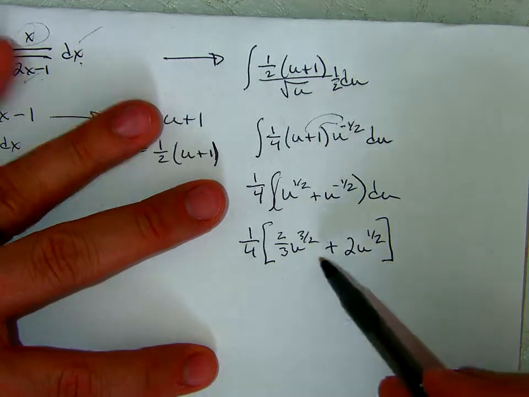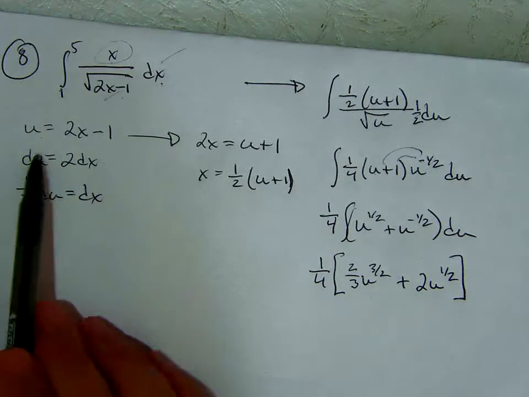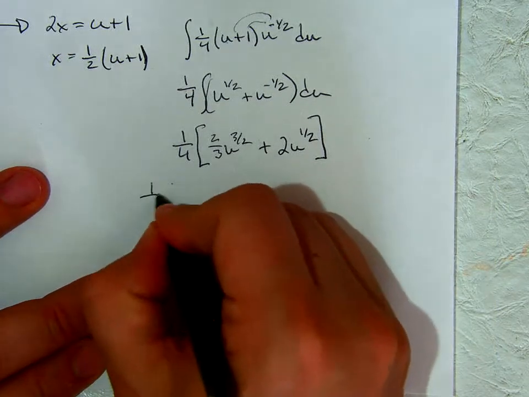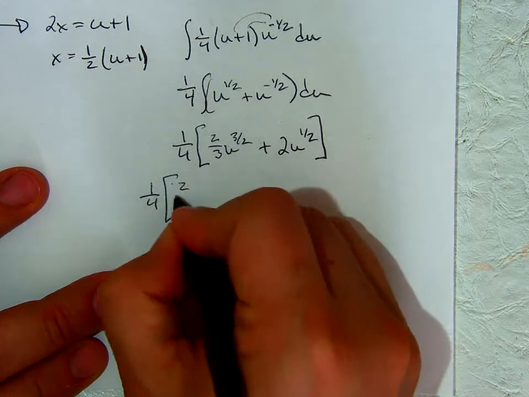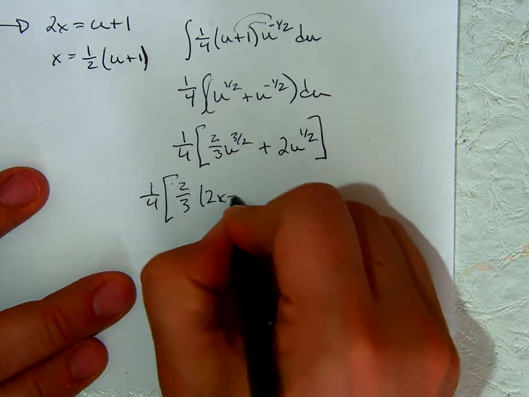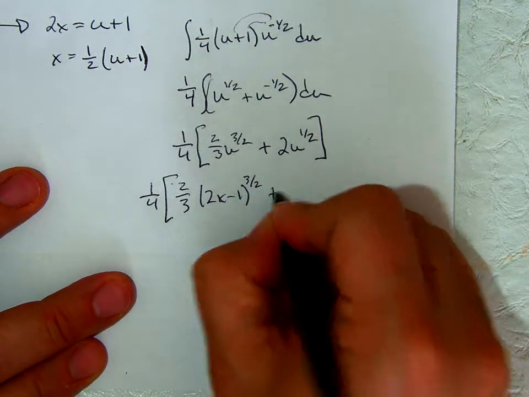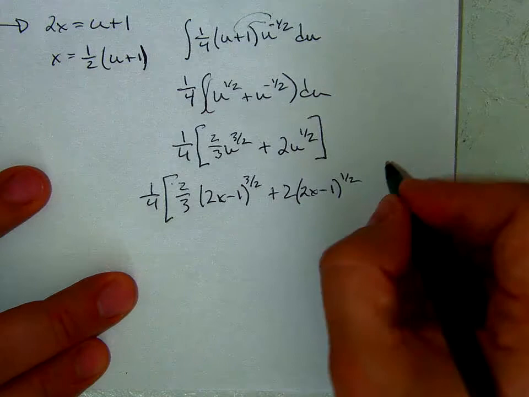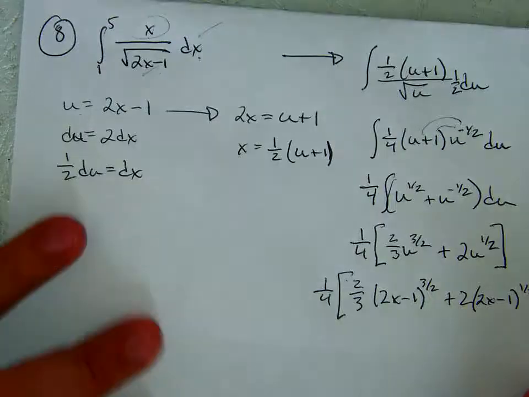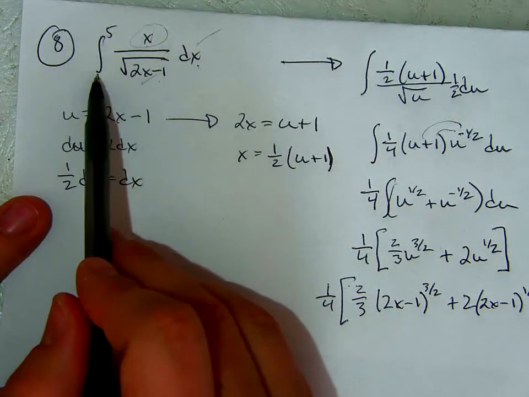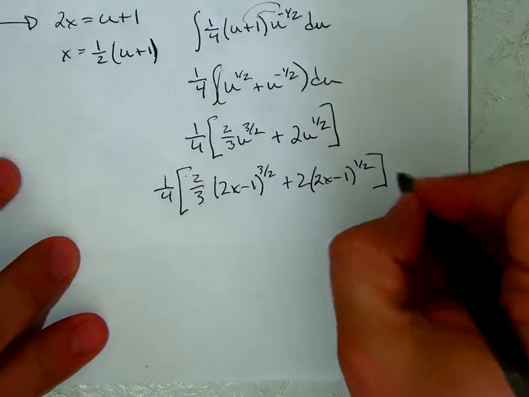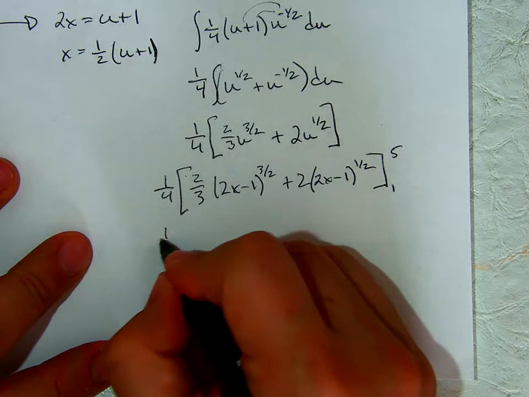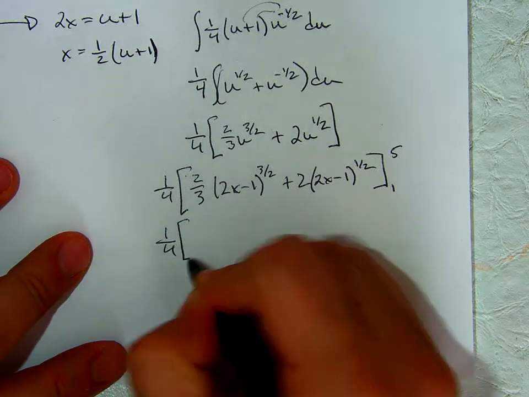And now that I've got the antiderivative, I'll go back and I'll say, okay, u, that was 2x minus 1. I'll substitute that in. So I end up with 1/4 times 2/3 2x minus 1 to the 3/2 plus 2 times 2x minus 1 to the 1/2. And now is where I come back and I put my limits of integration back in, 1 and 5. So I'm going from 1 to 5. Put those back in.